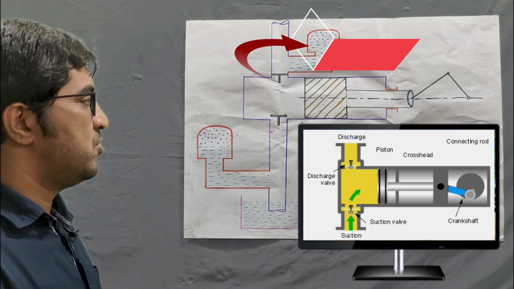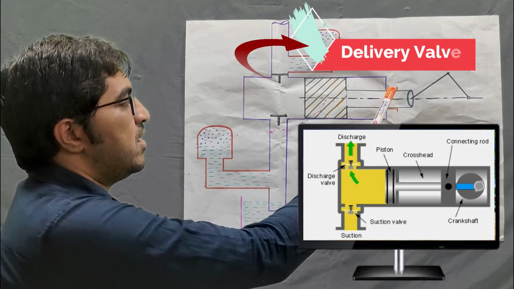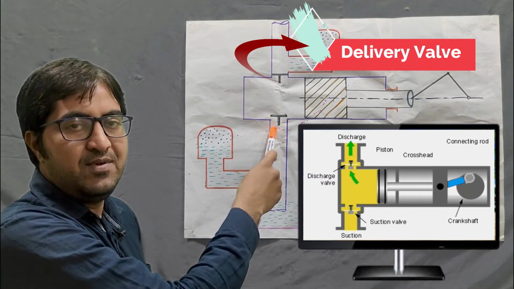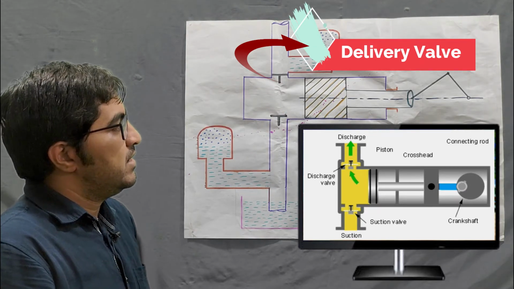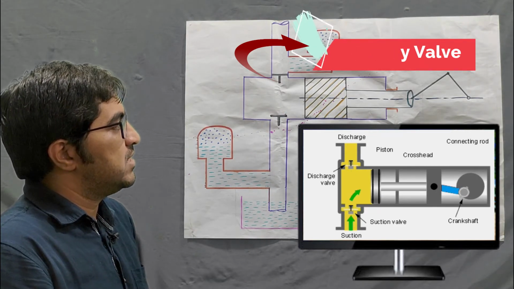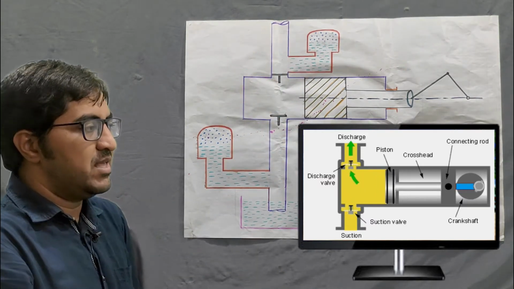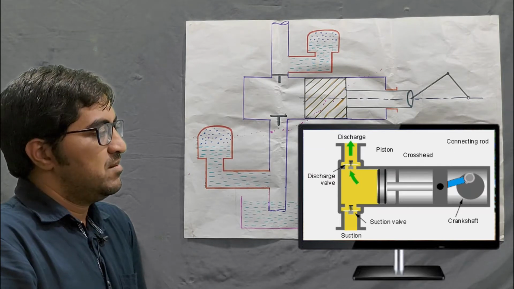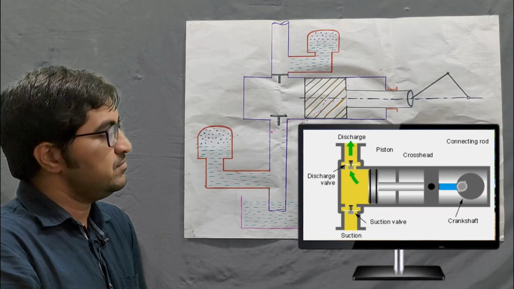During the delivery stroke, the piston travels from ODC, outer dead center, to inner dead center. At that time the suction valve remains closed and the delivery valve remains open, and the fluid is pressurized and delivered to the delivery tank. This is the basic working principle of the single acting reciprocating pump. But in that case there is no continuous flow.